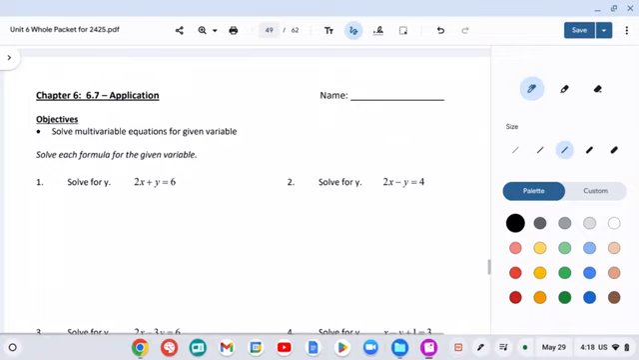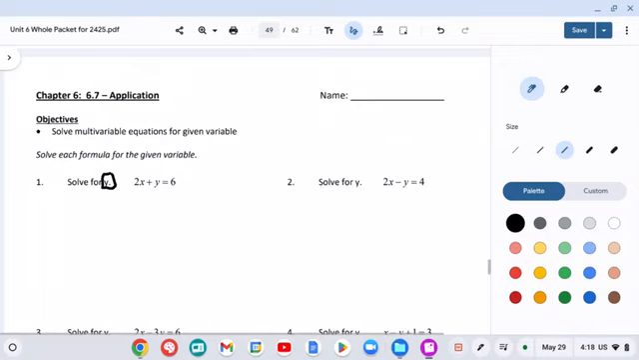We did this in Algebra 1, a little bit in geometry as well, and that's just getting a letter by itself when it says to solve. This number 1 says to solve for y. That just means we're trying to isolate y. Okay, so they're going to give you a problem. They're going to tell you what letter to get by itself, and we're going to have to do some basic algebra skills in order to get that letter by itself.